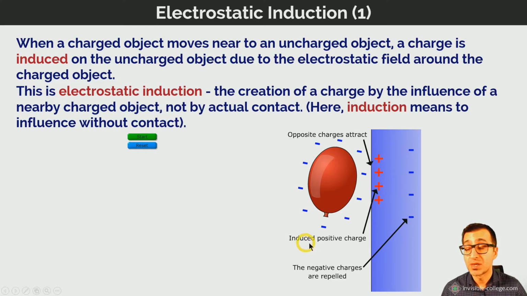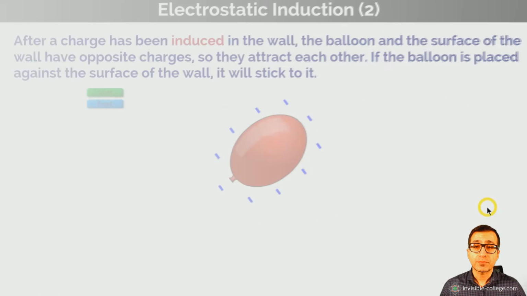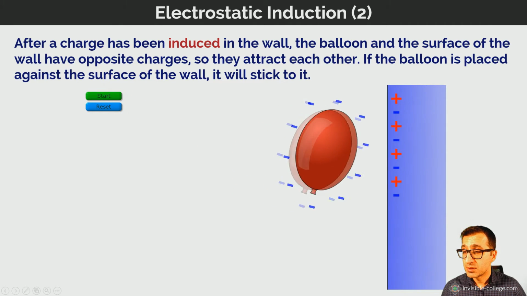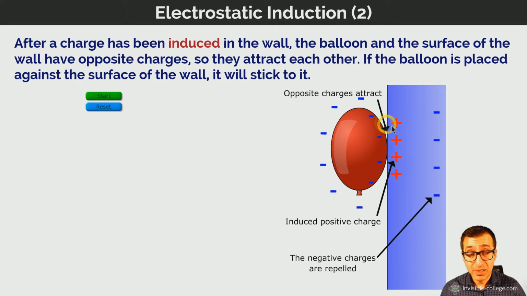This is called an induced positive charge because it has been caused or induced by the nearness of this negative charge around the balloon. And so, again, opposites attract. You have a positive charge on this surface of the wall, the induced positive charge. You have the negative charge on the surface of the balloon. They will attract each other and the balloon will stick to the wall. So after the charge has been induced on the wall, these surfaces will attract each other and the balloon will stick to the wall.